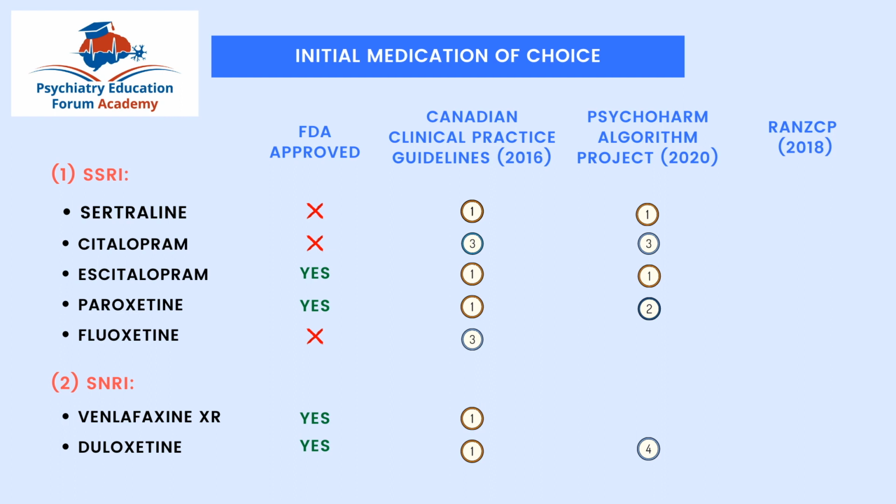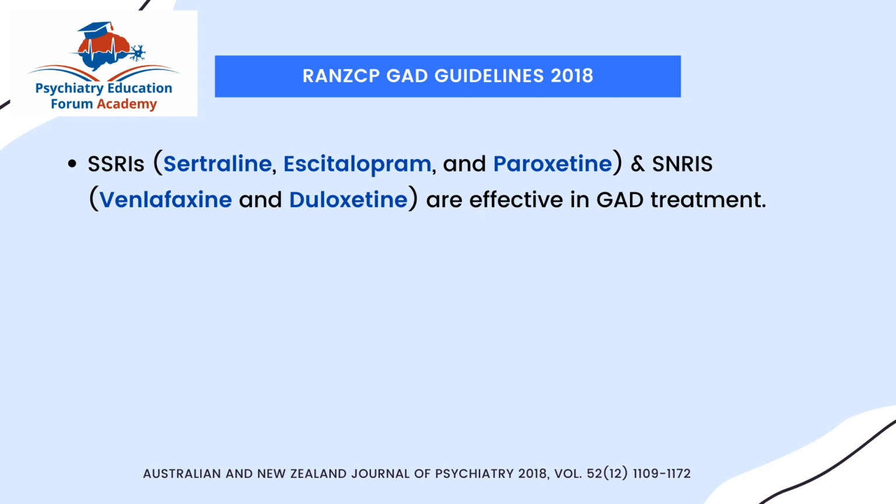Now let's end this by talking about the last guidelines, which is the Royal Australian and New Zealand College of Psychiatrists RANZCP, published in 2018. I will not go into detail, but I will just summarize what they talked about. They say that both SSRIs and SNRIs are effective for GAD treatment, and among SSRIs, sertraline, escitalopram, and paroxetine, and among the SNRIs, venlafaxine and duloxetine.